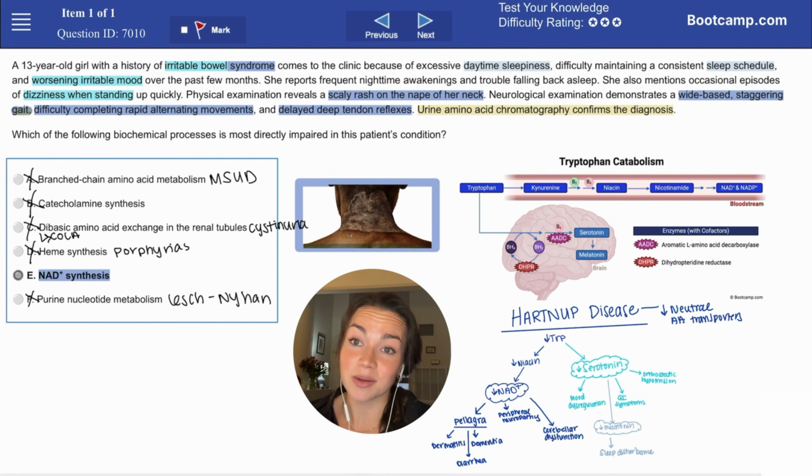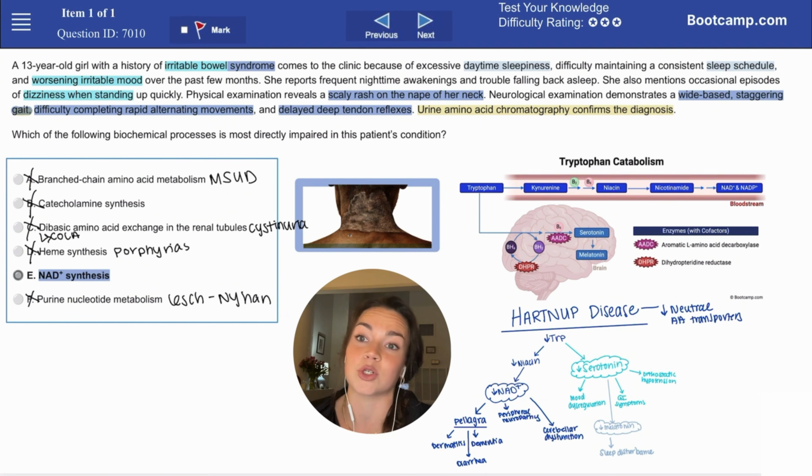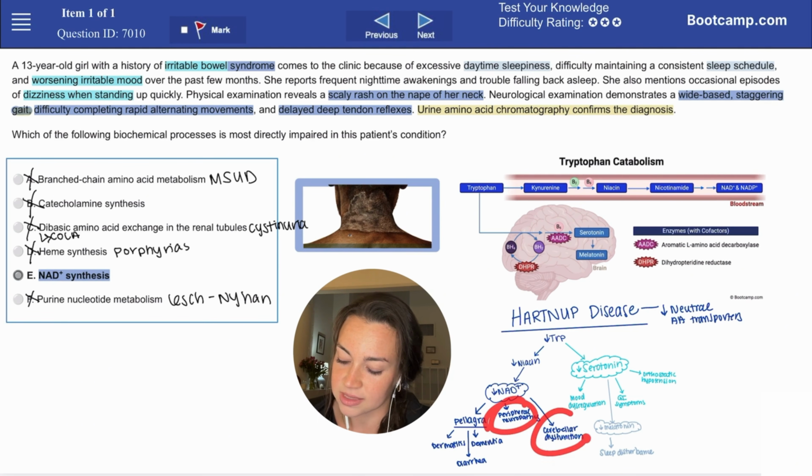So in summary, Hartnup disease is caused by a defect in neutral amino acid transporters that results in a deficiency in tryptophan. Tryptophan is upstream of a couple of major metabolites, including NAD+, serotonin, and melatonin, all of which become deficient secondary to that tryptophan deficiency. The deficiency in NAD+ leads to pellagra, which is a constellation of findings of dermatitis, diarrhea, and dementia, as well as some other neurological findings like peripheral neuropathy and cerebellar dysfunction.